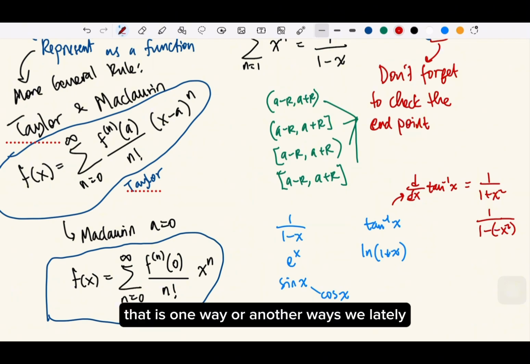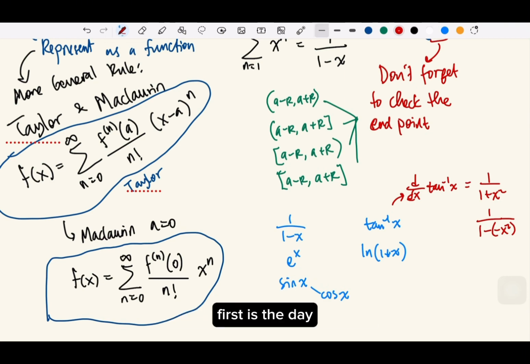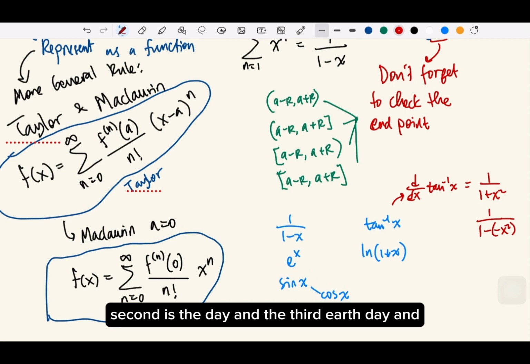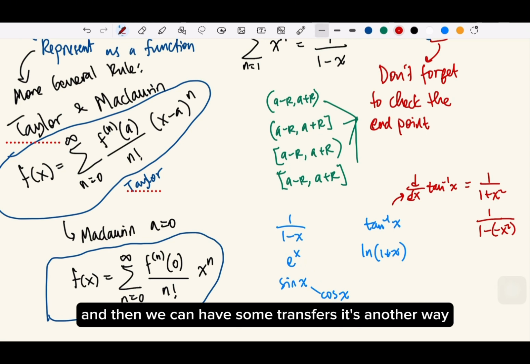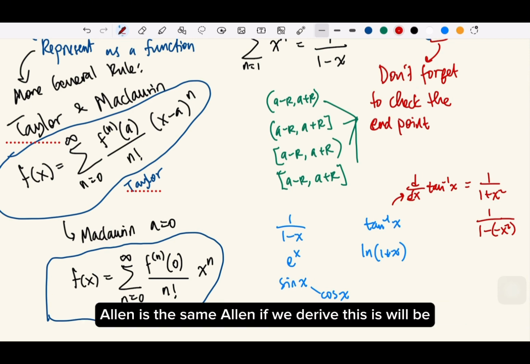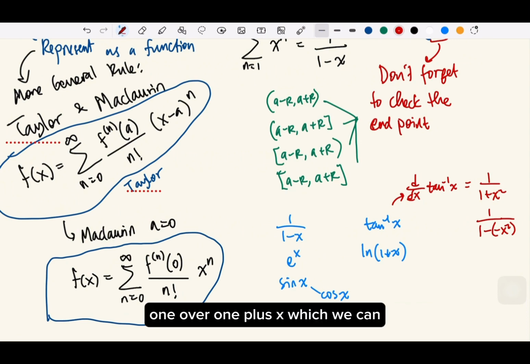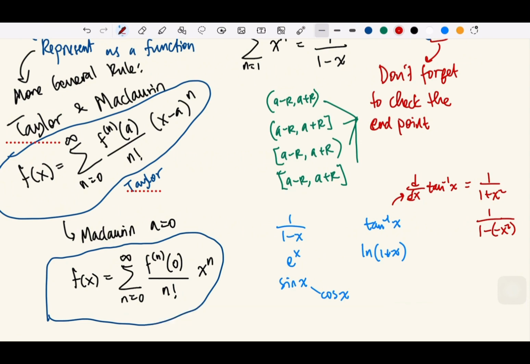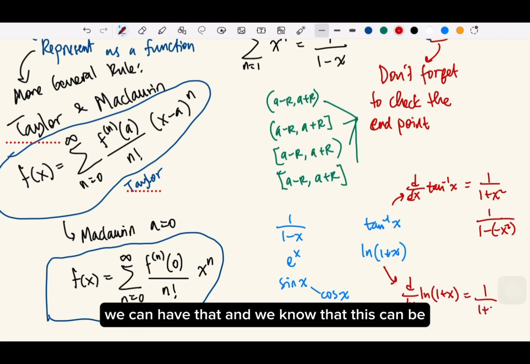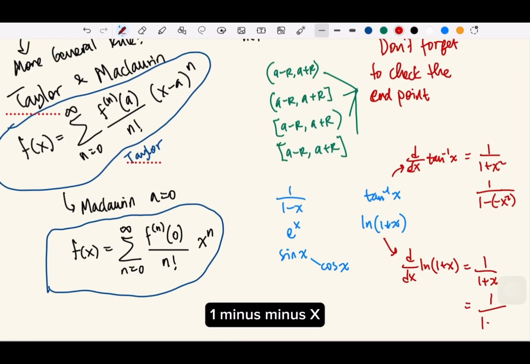Or another way is we take the Maclaurin series one by one. First derivative, second derivative, and then the third derivative, and then put in the values, and then put back inside here, and then we can have some sort of expansion, and then we can find some patterns. Okay? That's another way. And ln is the same. Ln, if we differentiate it, it will be 1 over 1 plus x, which we can change with negative x, and we know that this can be 1 minus x.